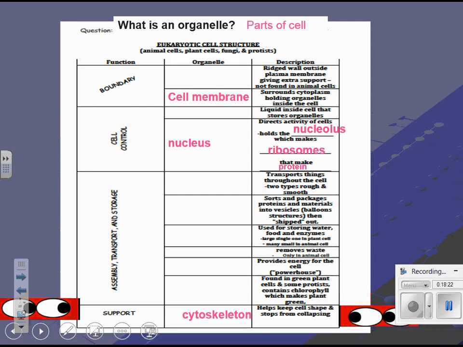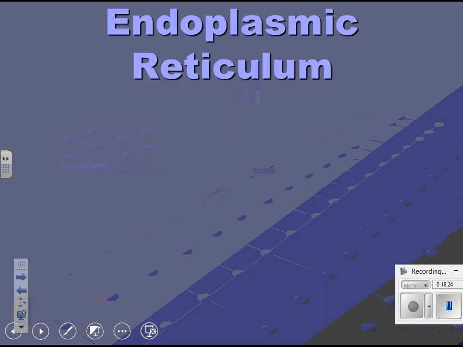All right, our next organelle is called Endoplasmic Reticulum. Everyone say endoplasmic. Endoplasmic reticulum. Okay, now say endoplasmic reticulum. The endoplasmic reticulum is also called the ER, not the emergency room, just ER for endoplasmic reticulum.